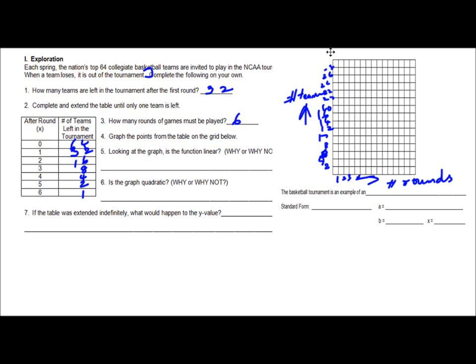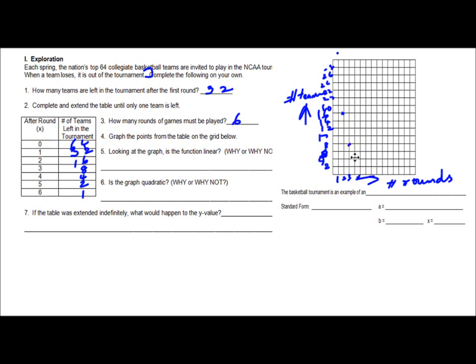So at the 0th round, it will be really at the top. At the first round, it will be 32, which we can't see within this graph. So let's start out with the second round, just 16. After the second round, there will be 16 left. So this is what we have here. That is 1 point. And then after the third round, you'll have 8 left. So 8 is here.